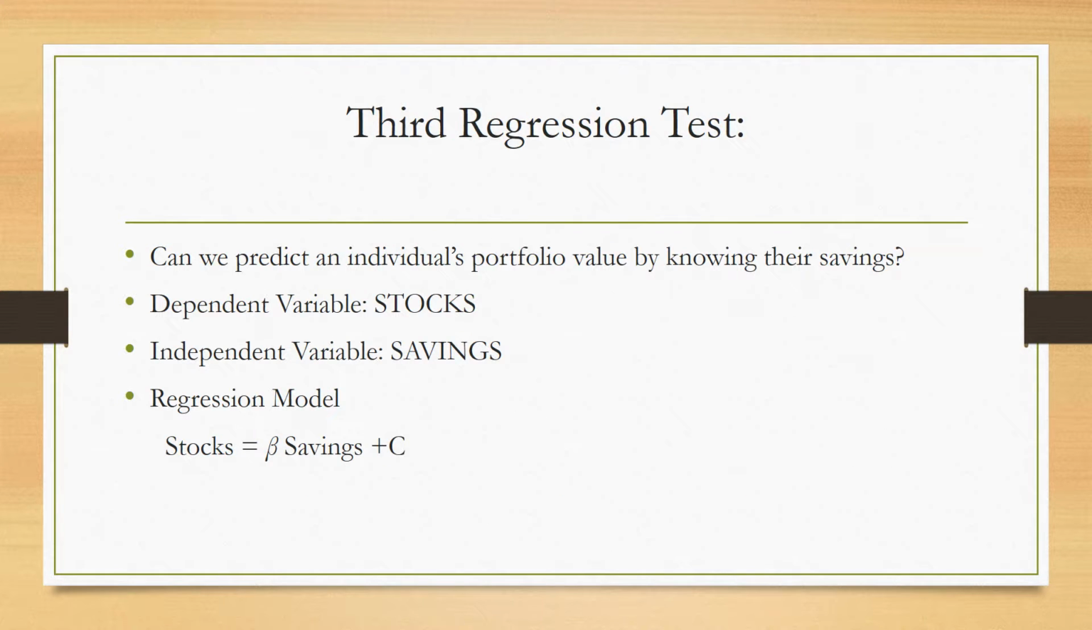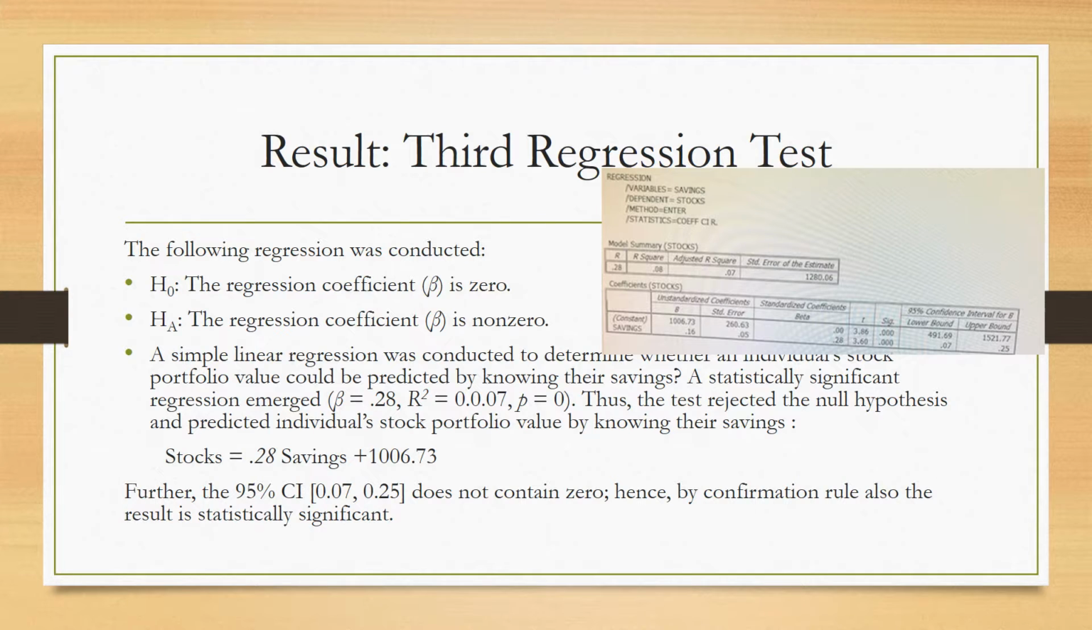Let's go for the third test quite quick. Here the question is, can we predict an individual's portfolio value by knowing their savings? The dependent variable is stocks, the independent variable is saving. The regression model looks like this. Let's see the test result.